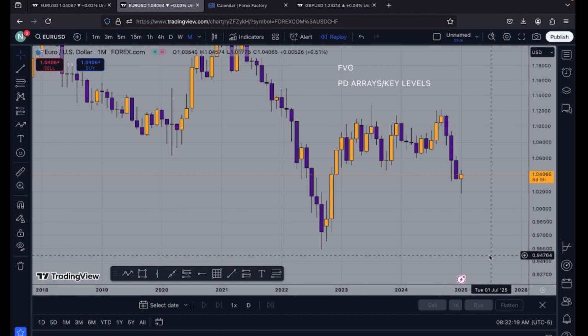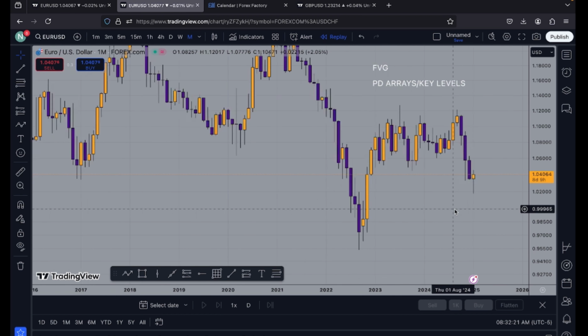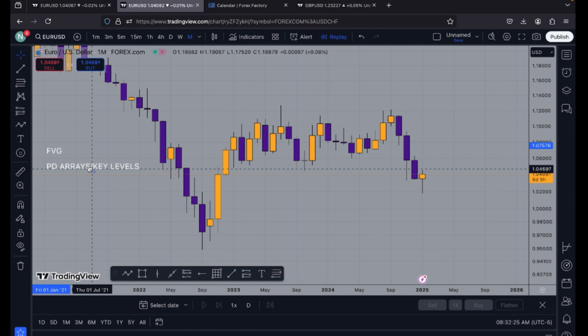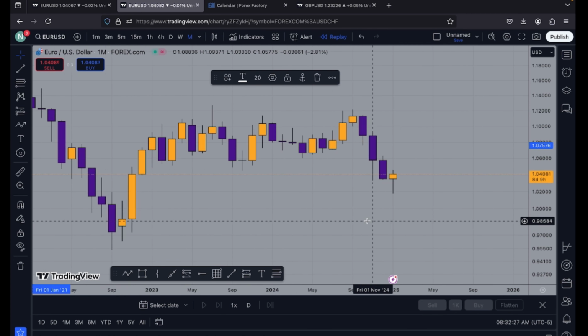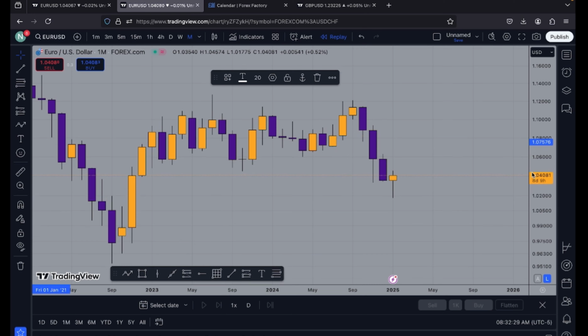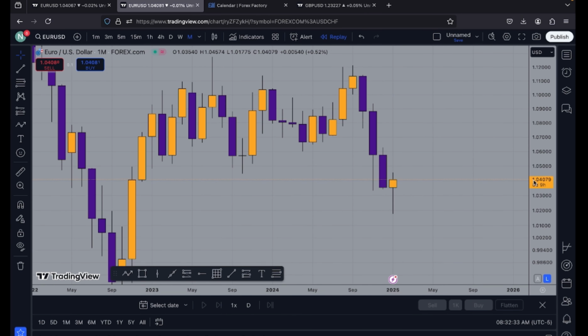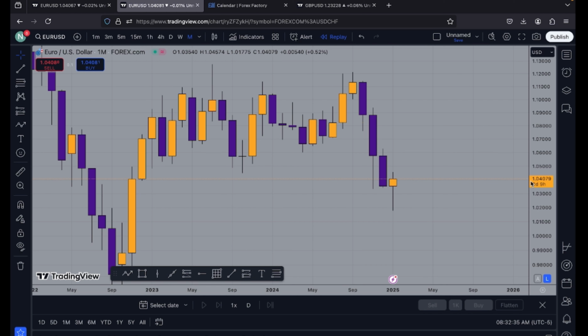So let's get started. Now look at this. Whenever you open your chart, you want to focus on the present price action. And what is the present price action? As you can see from this very point, this is the present price action. How do we know the present price action? From a swing high to a swing low. And when you're going from a swing high to a swing low, that is a bearish price action.